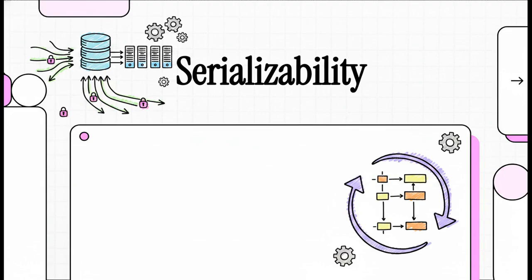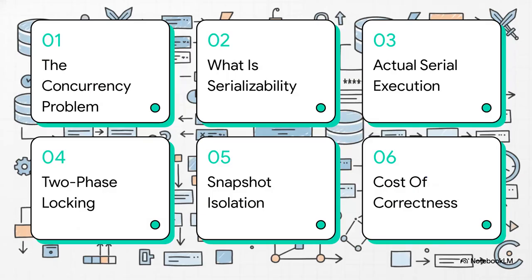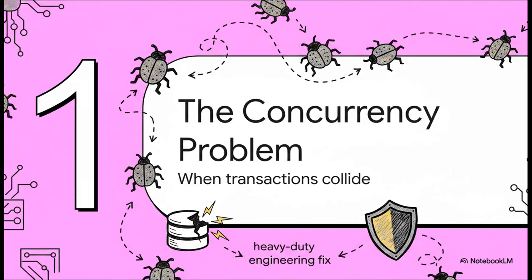Let's get into it. All right, here's our roadmap for the system design journey today. 1. The concurrency problem. 2. What is serializability? 3. Actual serial execution. 4. Two-phase locking. 5. Serializable snapshot isolation. And finally, 6. The cost of correctness. Let's kick things off with Section 1, the concurrency problem.